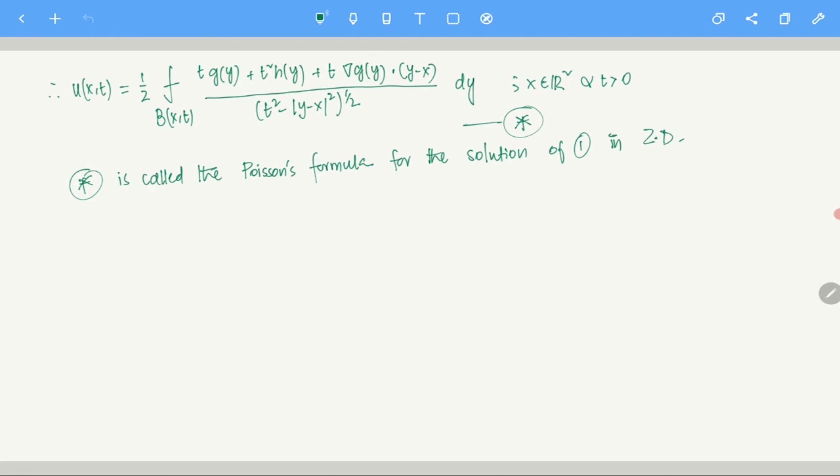Okay, so this is fine. This is what we called the Poisson formula. Please remember the other formula, for n equals 3. For n equals 3, it is called the Kirchhoff formula.